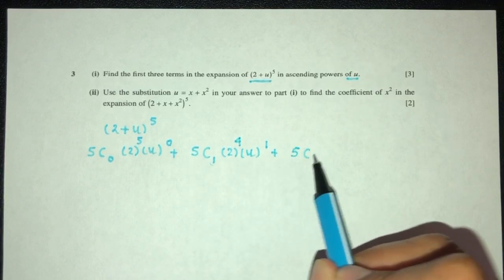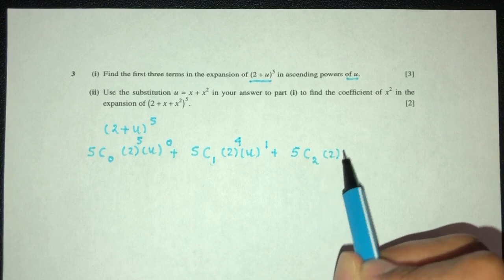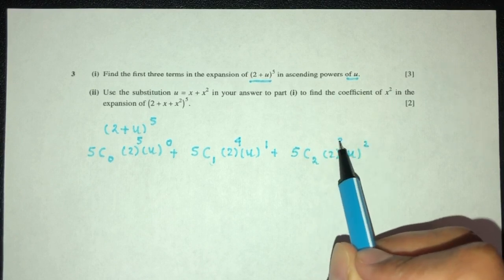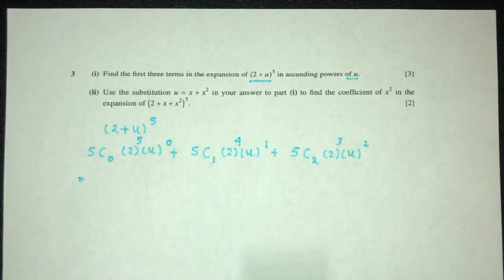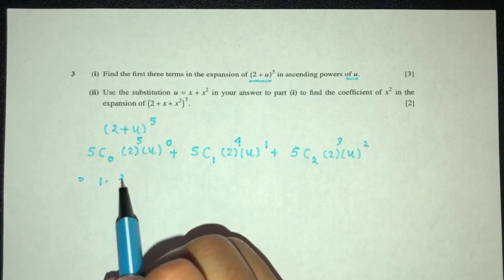And the third term will be 5 choose 2, 2 and u. That should be 2 here and 3 here. So 5 choose 0 is just 1. 2 power 5 is 32.